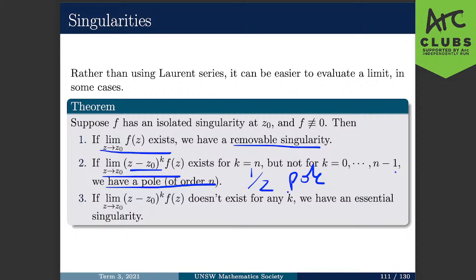So it's an order n pole if the limit exists, or if n is the smallest number for which this limit exists. Okay, and finally, if this limit doesn't exist for anything, then we have an essential singularity.